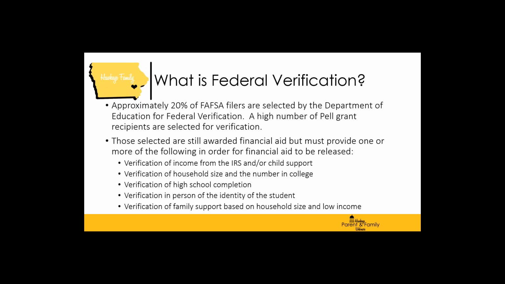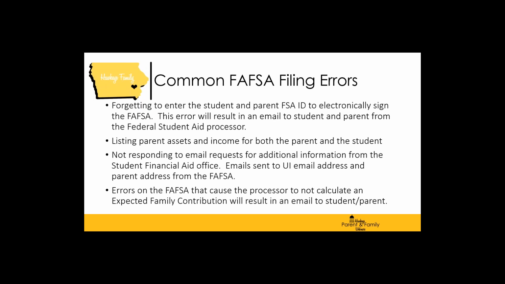If you receive communications from either the Department of Education or from the Student Financial Aid Office telling you that you are selected for verification, you just need to follow through with what's being requested of you. As soon as the FAFSA is filed and is processed, it's going to be determined at that point if you're selected or not. So you are immediately going to get an email from the Department of Education and from the Office of Student Financial Aid alerting you to that.